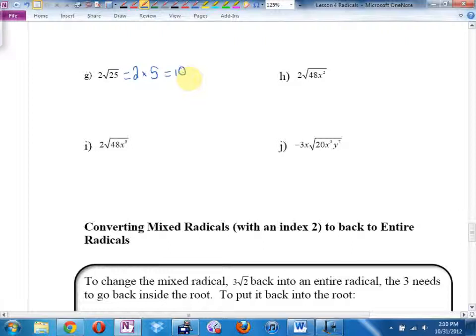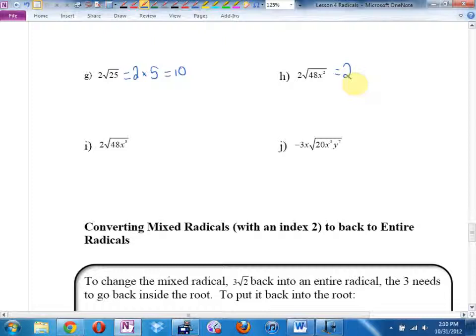H. No. Relax. You know what the first thing I'm going to do is? I'm going to say, well, there's a 2 in front. Why don't I rewrite that? What do you see inside the radical? What do you see in the radicand? Oh, let's deal with the x squared. You know what? Let's separate it. We'll call it root 48 and root x squared.